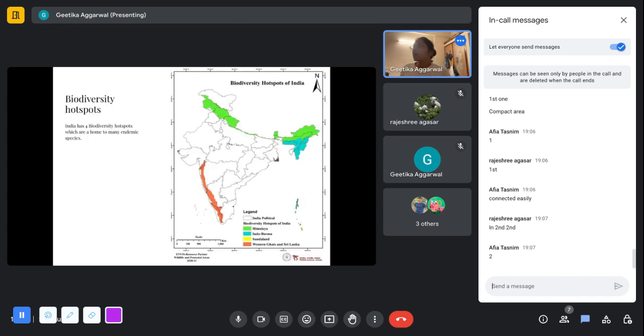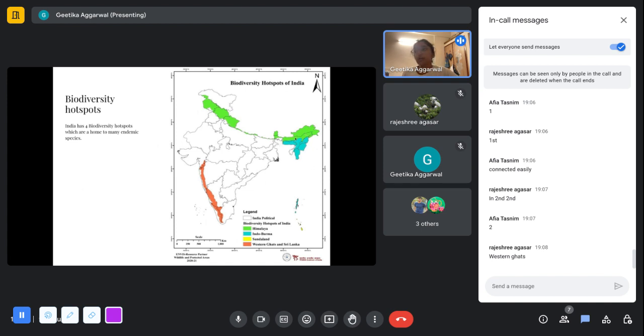Okay, moving on to biodiversity hotspots. As we discussed, it is very important to figure out what the biodiversity hotspots in a particular area are, so that you can then move forward and carry out your in situ conservation practices. So India has these four major biodiversity hotspots. We have the Himalayas, which extend all the way from the Western Himalayas to the Eastern Himalayas. This is a huge biodiversity hotspot.